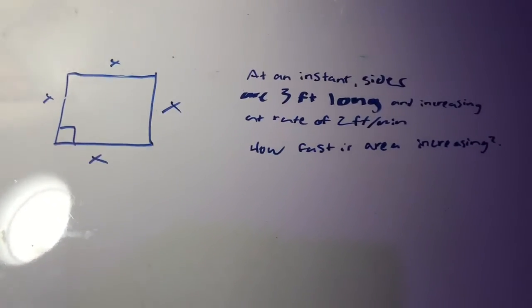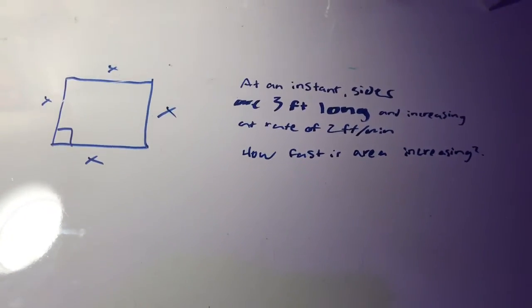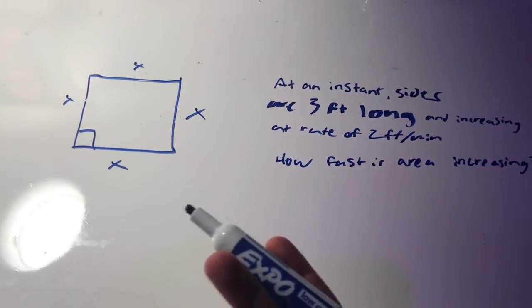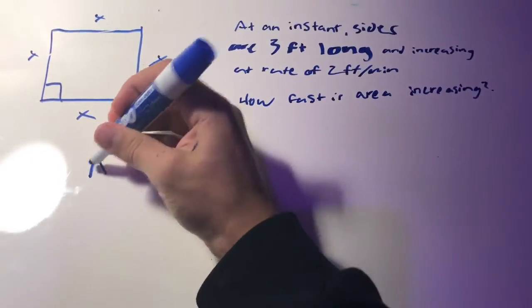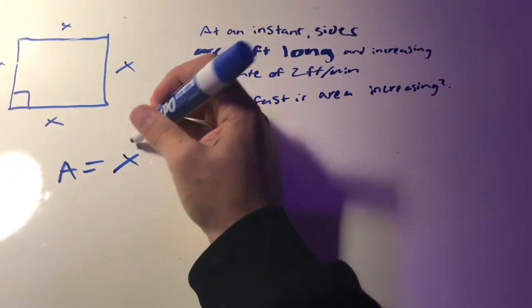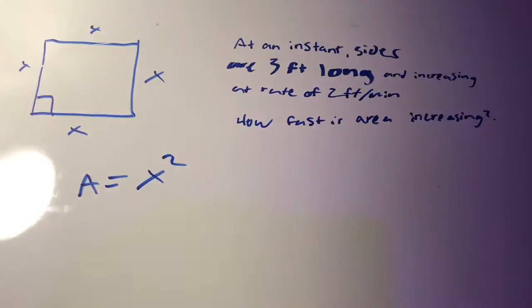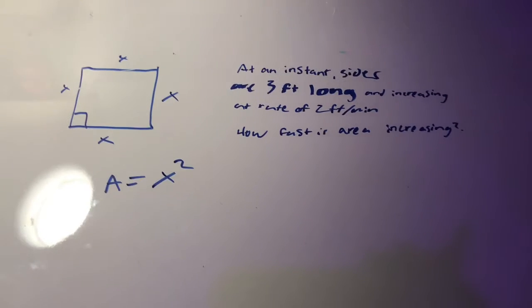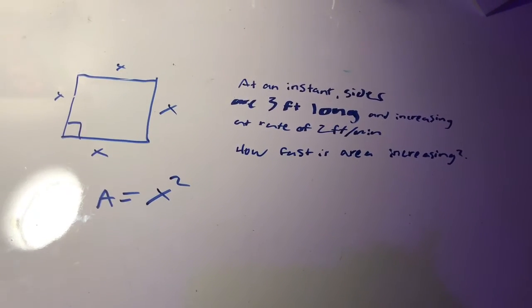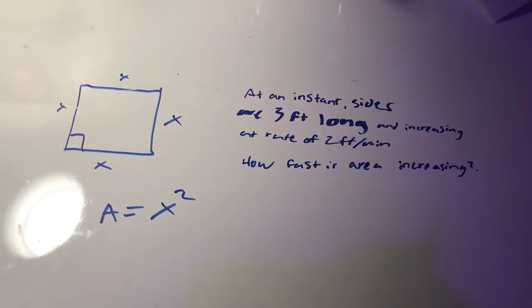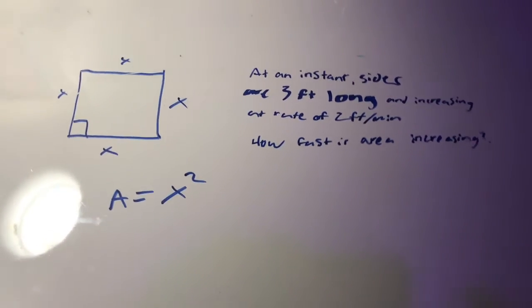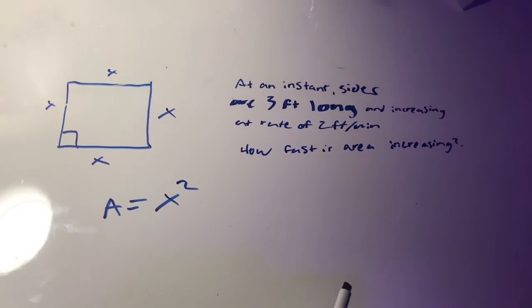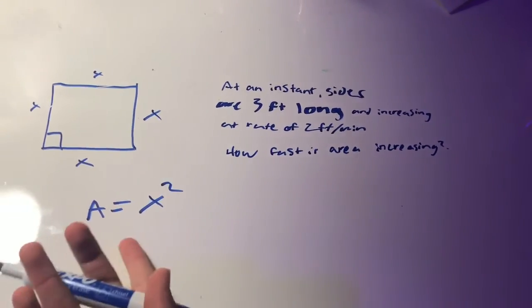So if we're going to figure this out, we have to consider the formula for the area of the square. So the area of the square is going to be x squared, because it's just going to be x times x, length times width. And so then, since we're relating the sides and the area, we are going to need to take the derivative of this to get the rate of the area.